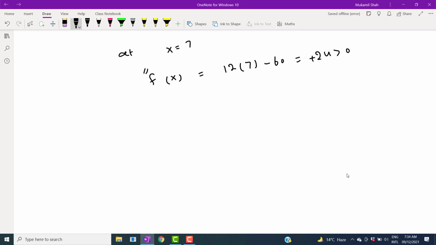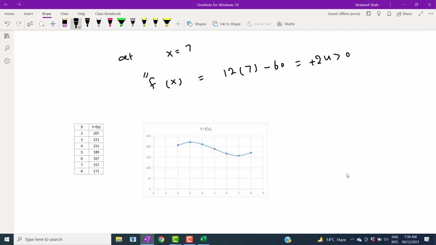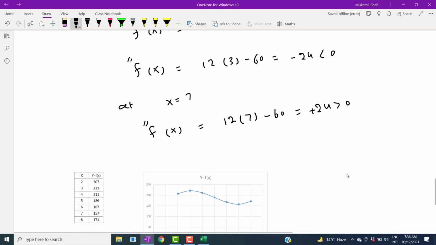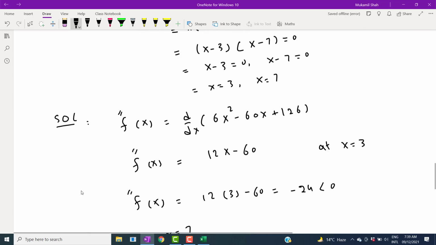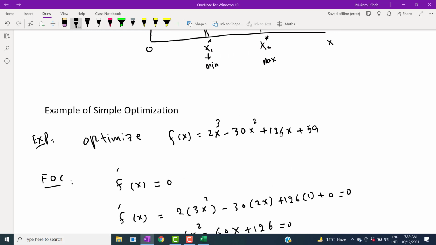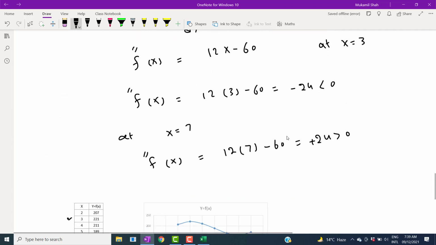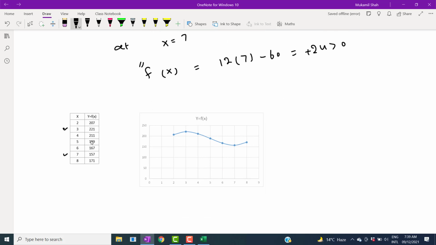That's it. We can also show it with the help of a graph. This is the data. The first critical value is 3 and the second critical value is 7. I have also used some further values, 2, 3, 4, 5, 6, 7, 8, and put all these values in the original function which we want to optimize. As a result I found the value of y like this. Then I plot it and I can see that at x equal to 3 the function is at its maximum point, and at x equal to 7 the function is at its minimum point.